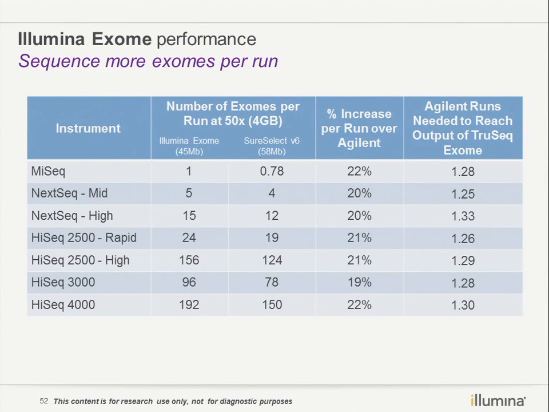For example, if you use a NextSeq instrument in a mid throughput mode or a high throughput mode, if you would like to sequence your exome with the average depth of 50 times, then you need 4 GB per sample per round, and then in NextSeq you can prepare 5 or, in high mode, 15 samples, more than the other one.